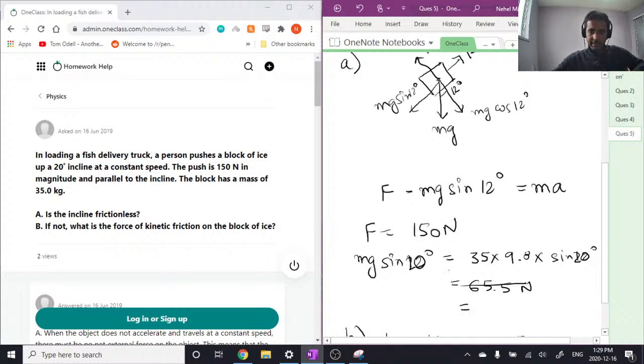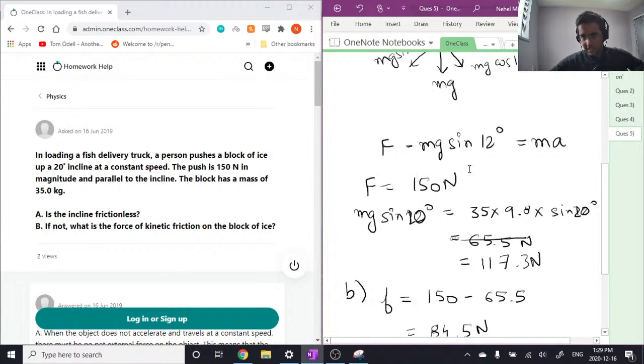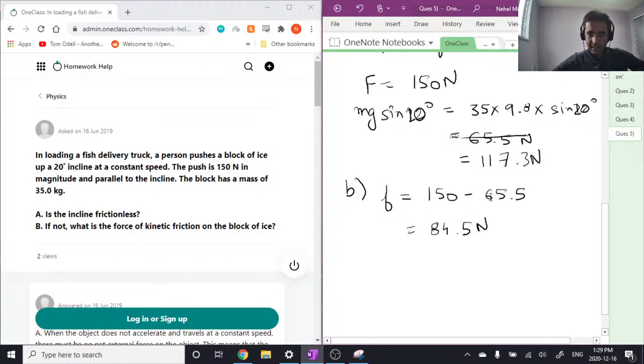Let me just compute that. So 35 times 9.8 times sine of 20 degrees, it's 117. So that was correct on the right hand side. This is equal to 117.3 newtons, which again we can say that those two are not the same, so therefore the incline is not frictionless, and to calculate the friction we can subtract the two values.